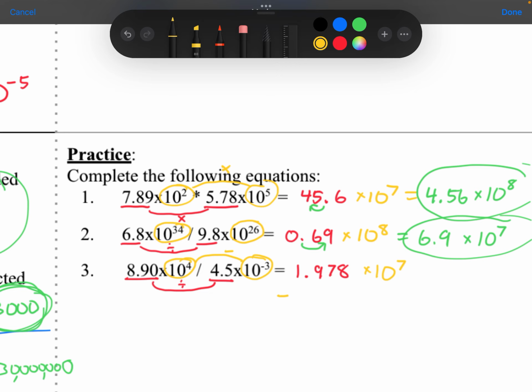Now, if we're paying attention to sig figs, like we should be, because sig figs are always important, we're actually going to end up rounding this off a little bit. We're going to round it off to 2.0 because this number right here has 2 sig figs in it, and we're going to keep that exponent.